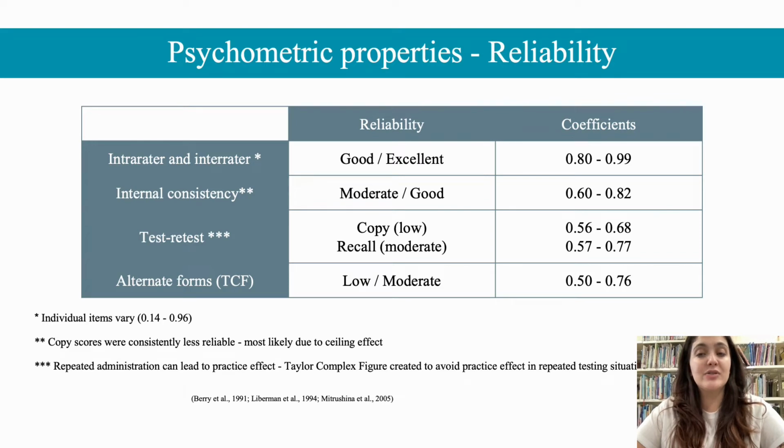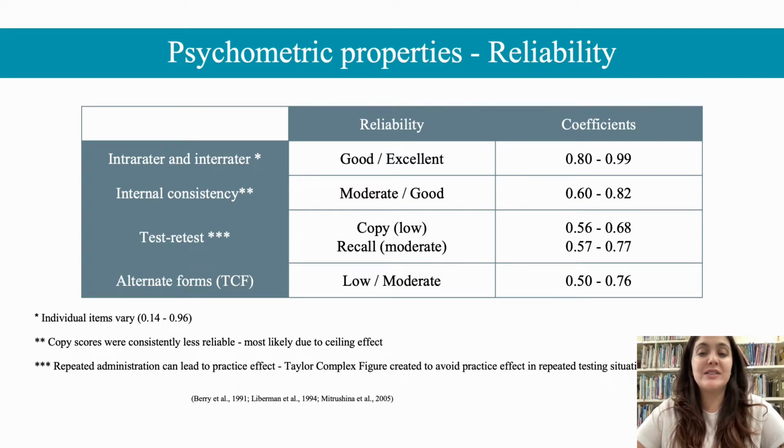In terms of internal consistency, there is overall good reliability, with coefficients ranging from 0.6 to 0.82. The lower end of the reliability coefficients has been associated mostly with copy trial scores being less reliable.